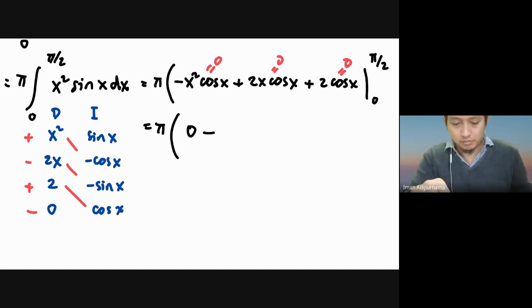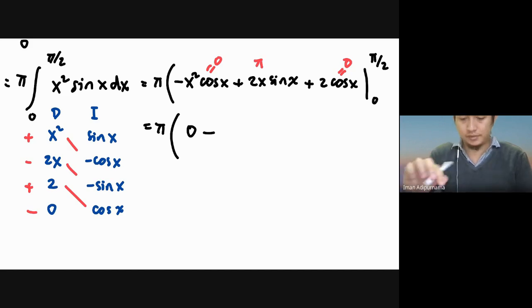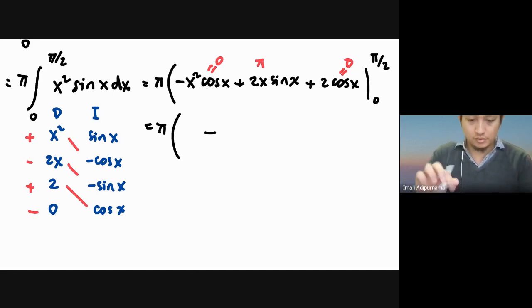Oh, I made a mistake. Sorry, sorry. It's not cos. Sorry. It should be sine. So this should be pi, right? So this should be wrong. I need to recharge my Apple Pencil again.